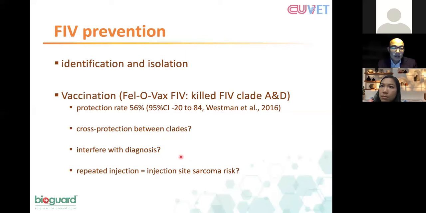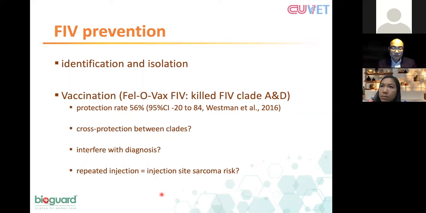And it also can interfere with the diagnosis, because current point of care tests more or less cannot differentiate between antibody from infection and antibody from vaccination, at least up to 6 months after vaccination anyway. And also because of the regimen of the vaccine, you have to repeatedly inject the vaccine for the cat at least 3 times. So you increase the chance of injection site sarcoma.